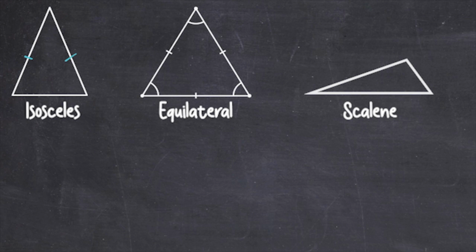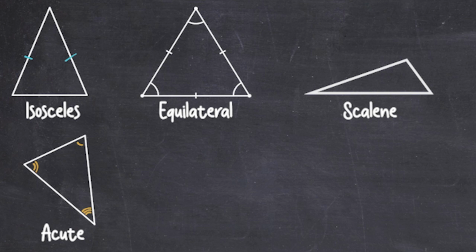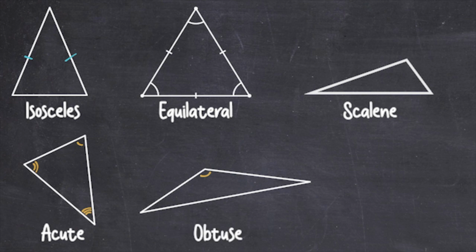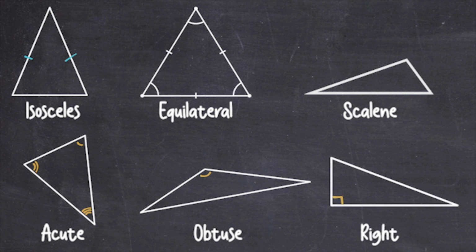A triangle is called an acute triangle if all 3 of the angles inside the triangle are acute angles. If a triangle has one obtuse angle, then that triangle is called an obtuse triangle. If a triangle has one right angle, then that triangle is called a right triangle.